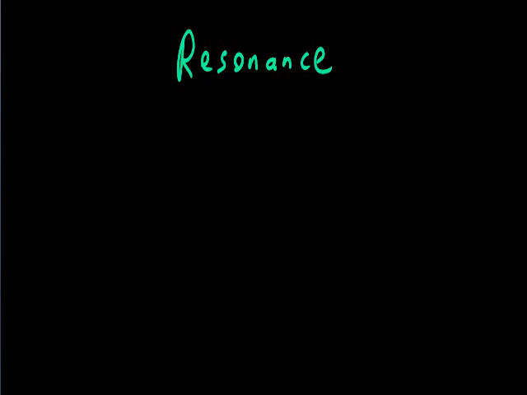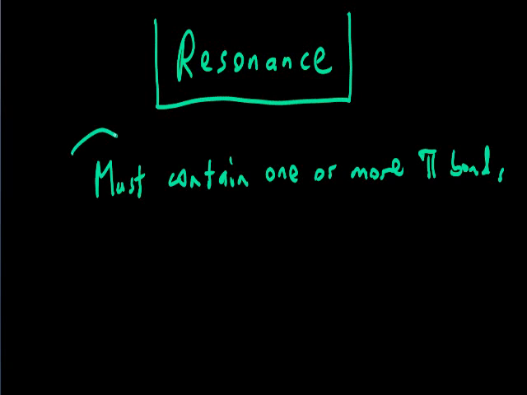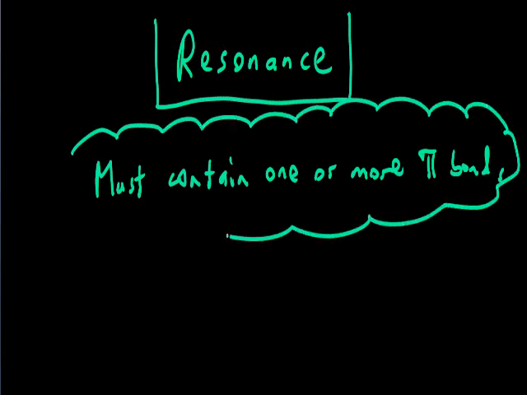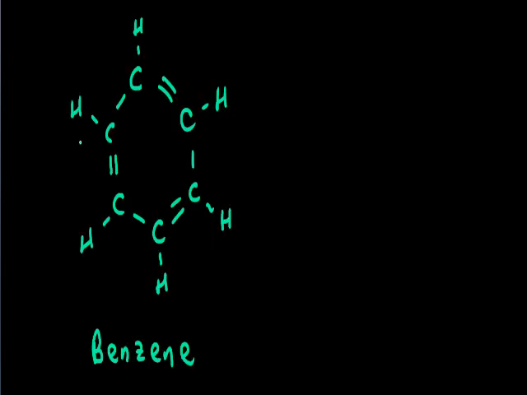Our next topic is we're going to take a peek at what are known as resonance structures and molecular structures. For resonance to even be possible, the molecule must have one or more pi bonds as part of its structure. Let's use benzene as an example for how resonance structures are possible.